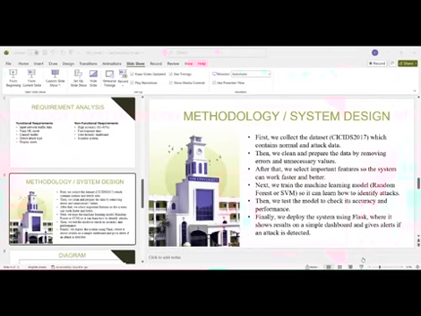Then we train machine learning models like random forest and SVM, which learn to identify whether the traffic is normal or an attack. Once the model is trained, we test and evaluate it to check how accurate and reliable it is. Finally, we deploy the system using Flask, where the results are displayed on the dashboard and alerts are generated if any attack is detected.